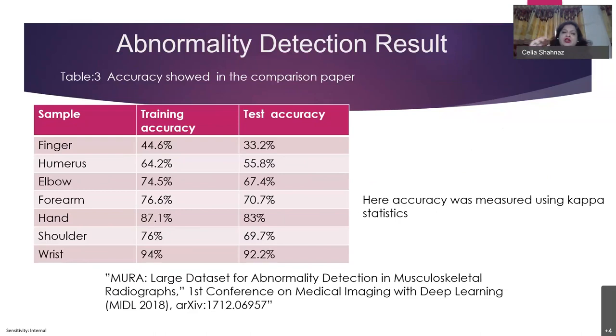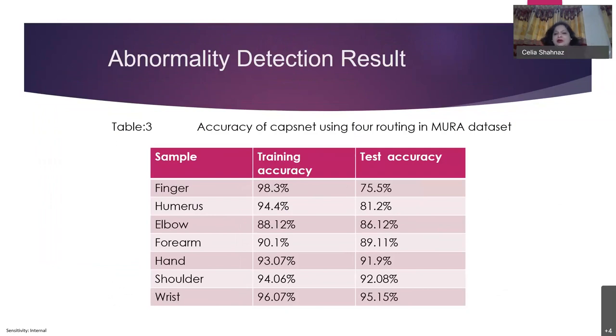We can see this is the comparison paper with which we compared, and we can see the training and testing accuracy. And then if you go to the next slide, the accuracy of CapsNet using 4 routing on the MURA dataset, training and testing accuracy both are very high compared to the comparison paper that we have used for our method.